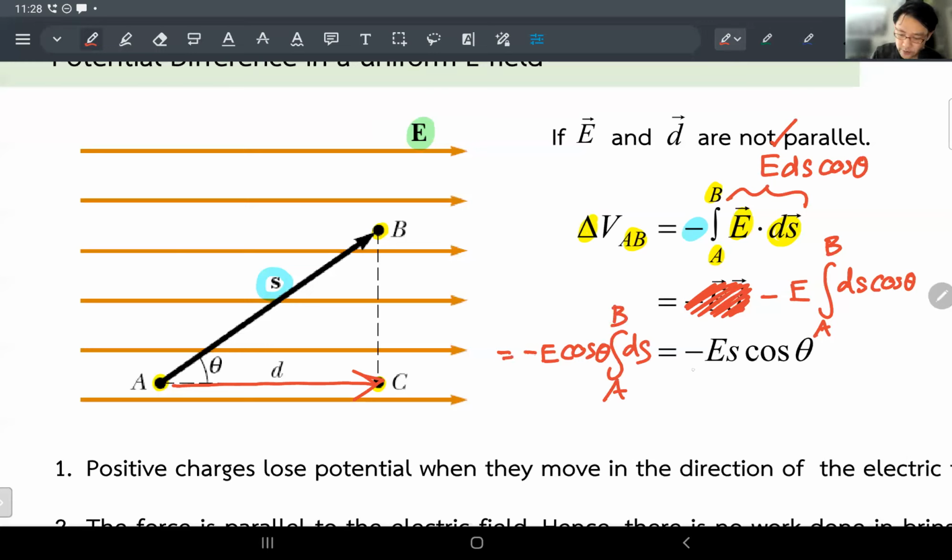Let me do it one more time. So what you get is just here. However you look at it, in terms of the vector, or like completing the integral, at the end you get the s cosine theta term here. The s is the vector here, but when you do the cosine theta, you get the d vector right there. So at the end, what you get is negative E times D. Cool? Okay.